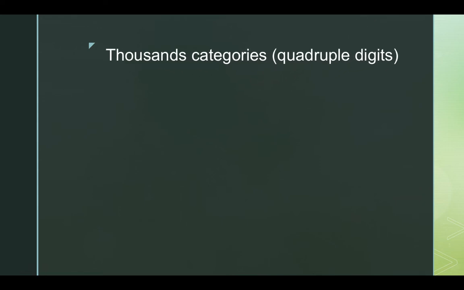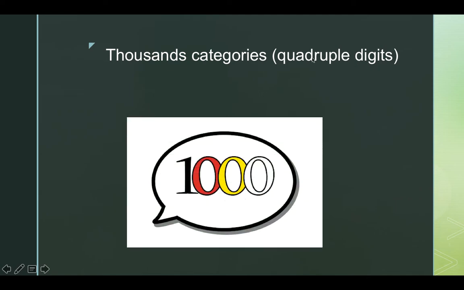All right, thousands category, quadruple digits. We're only going to cover one of these. So 1,000 is pronounced Ndaaswak. Or it should be Ndaaswak. That W is a typo. Ndaaswak.